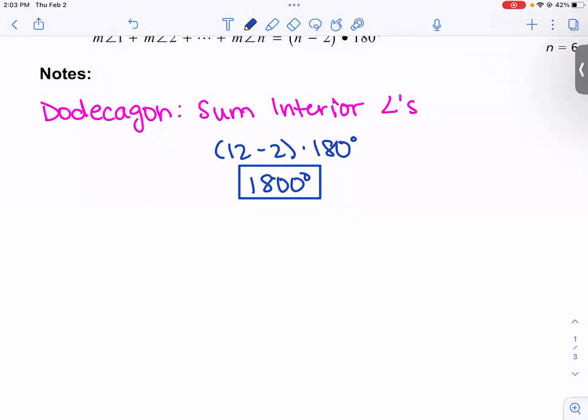So that's A, that's the formula. B, this takes into account how many triangles there are in that shape. Because we have to take two of the sides to make a triangle and then every side from there.